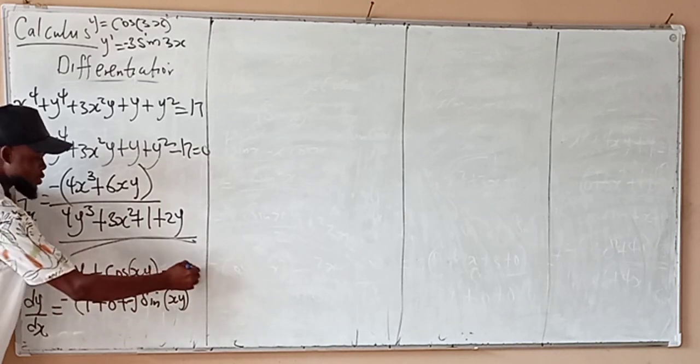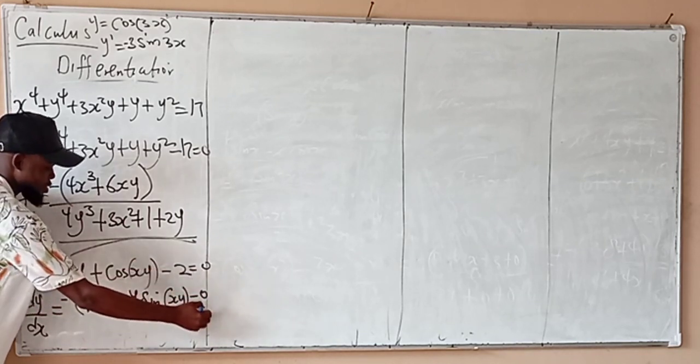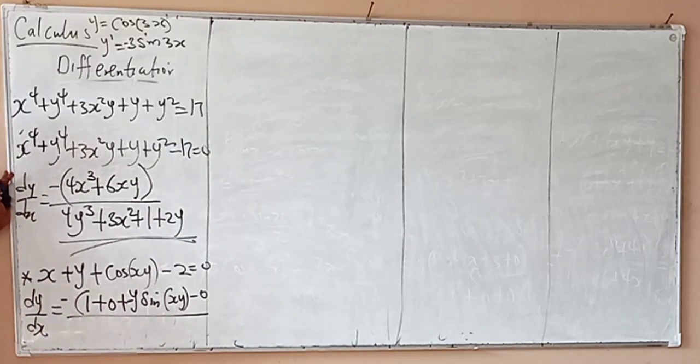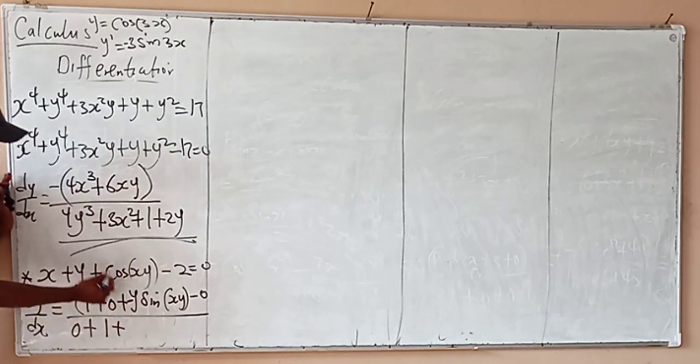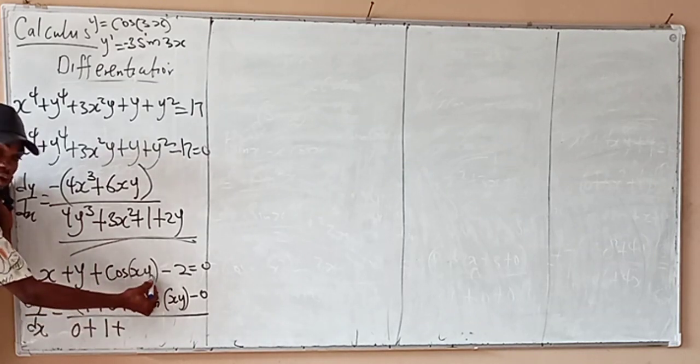So move to this side. Put it to 0. Differentiate 2, you have 0 over. Don't be confused. Differentiate this, you have 0. Differentiate y, to y, you have 1. Then plus. Now, differentiate this front.